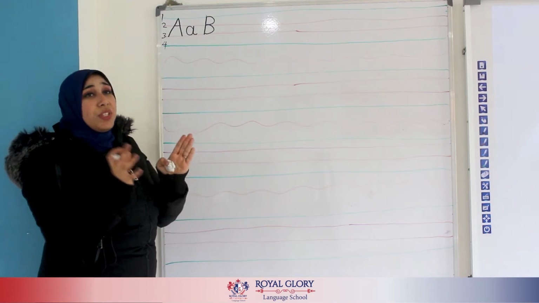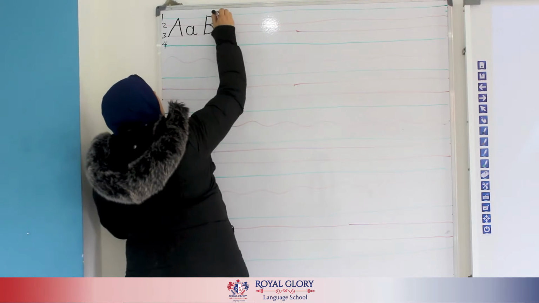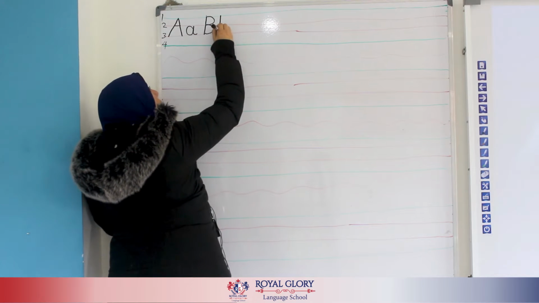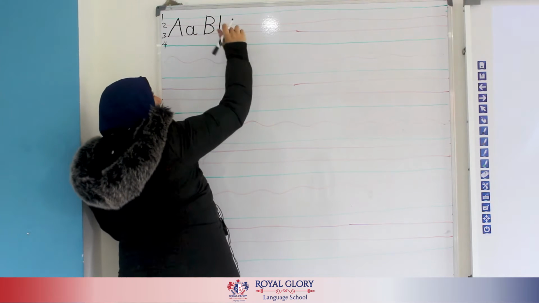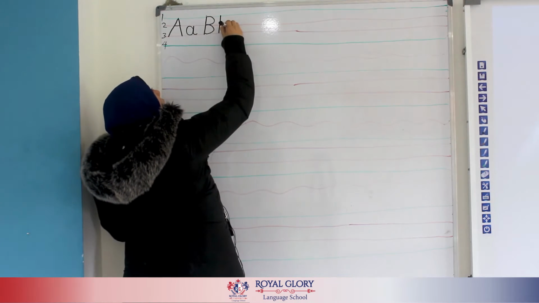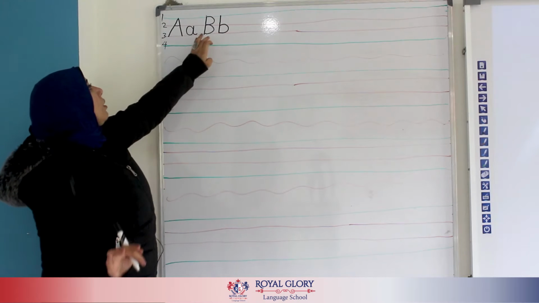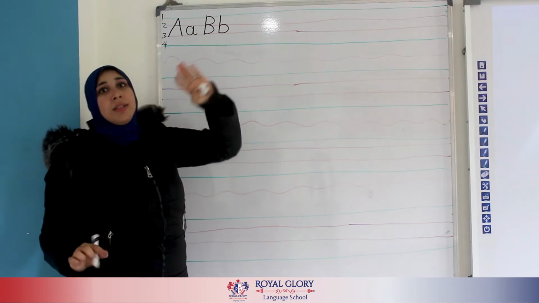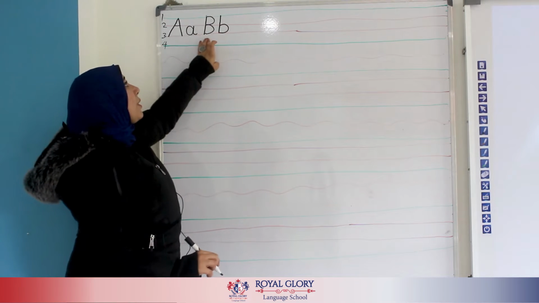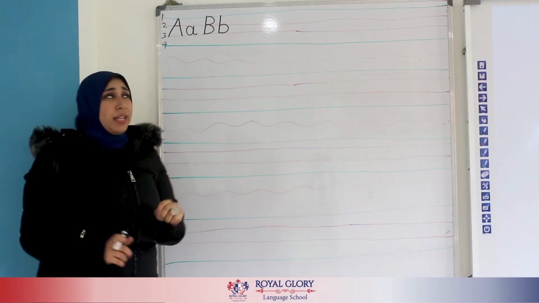The lower case of sound B is the same: from line number 1 to line number 3, a standing line down, but make a semicircle between line number 2 and line number 3, okay? This is the B sound, the uppercase and the lowercase of B sound.